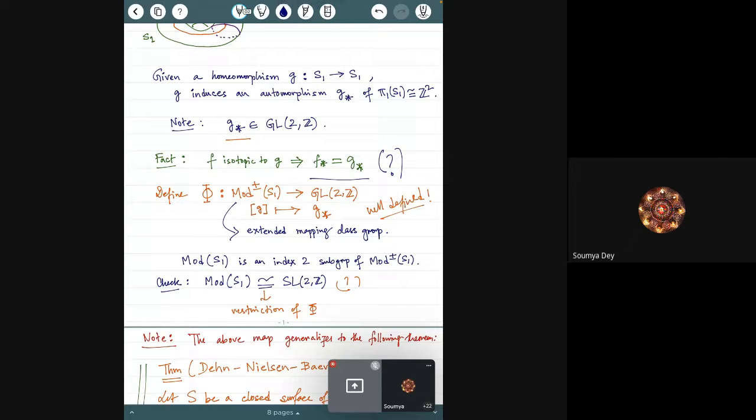Conjugacy classes of automorphisms, of homomorphisms of pi 1 to pi 1. As it is a homomorphism, right? Yeah, it would be an automorphism. So yes, you are correct.